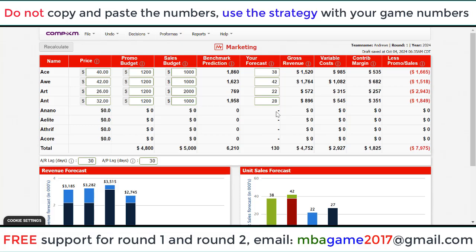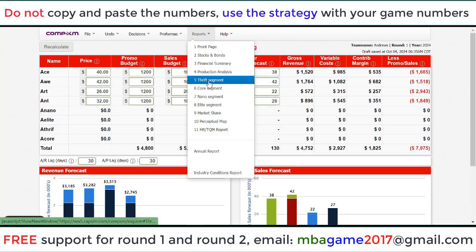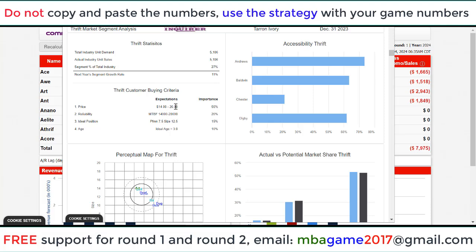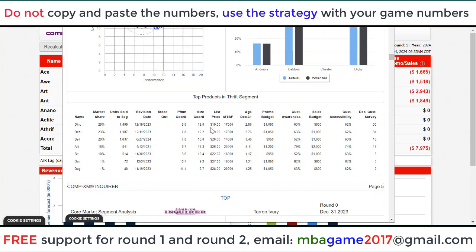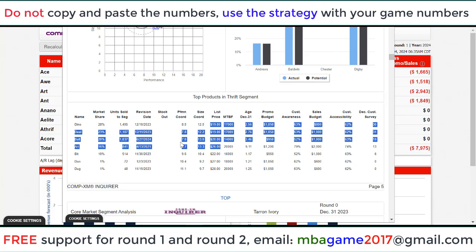Okay, so we check the price again, right? Trip, Core, Nano, and Elite, right? Trip here 22, Core 28, Nano 38, and 42. I show you again. You check the report here. You see the Trip here, right? Trip, the price range 26, and the best selling price around here. So we set 22, it is okay.